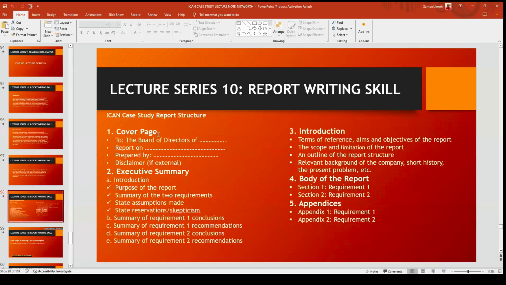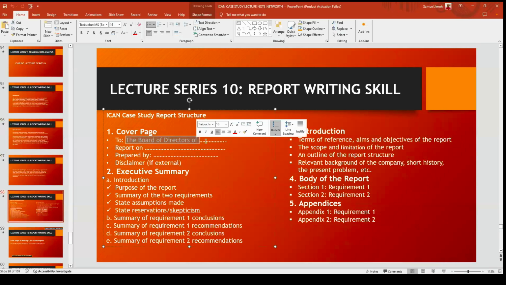Okay, so let's go right to a very good example or a skeletal format for the report. It will have a cover page. On the cover page, you address the report to someone or a group of people. Then you have the title of the report, then who prepared the report. And if it is an external report, you put a disclaimer. If not, there's no need for a disclaimer.